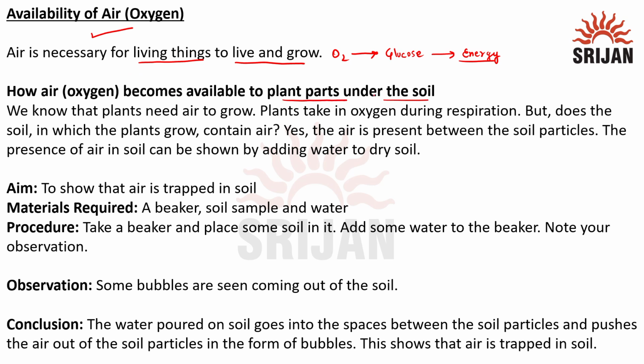From the air we can easily get the oxygen, but how do the plant parts that are present under the soil get the oxygen? We know that plants need air to grow and plants take oxygen during respiration. But does the soil under the roots of a plant contain air? Yes, the answer is yes, because air is present in between the soil particles, and the presence of air in soil can be shown by adding water to dry soil.